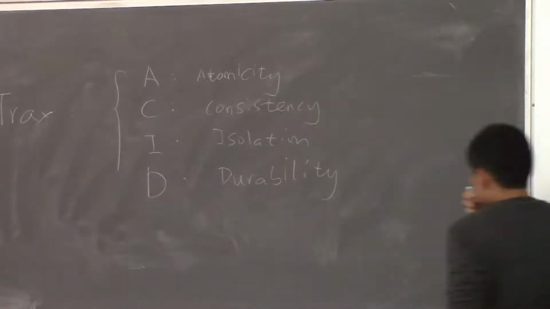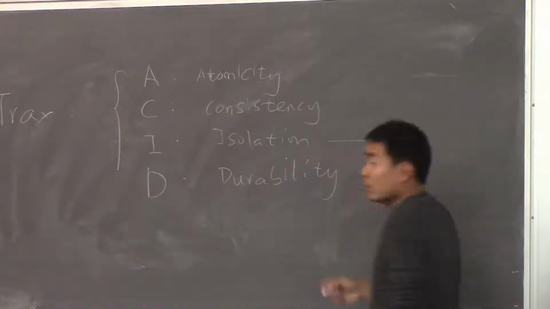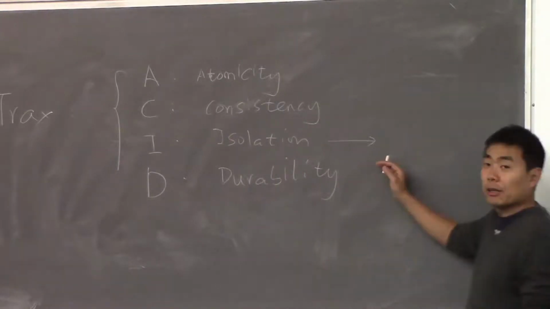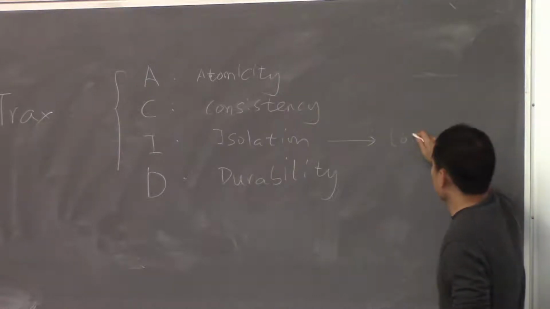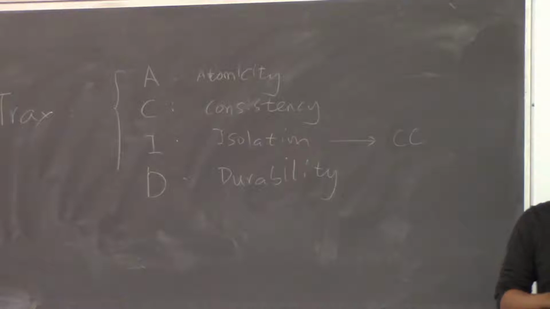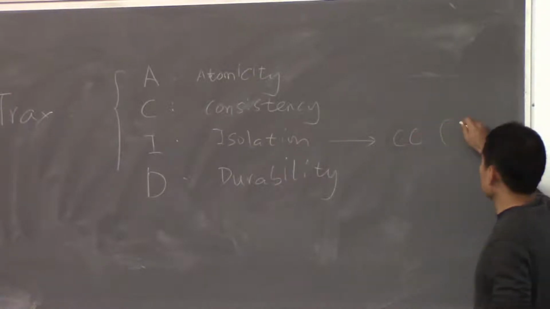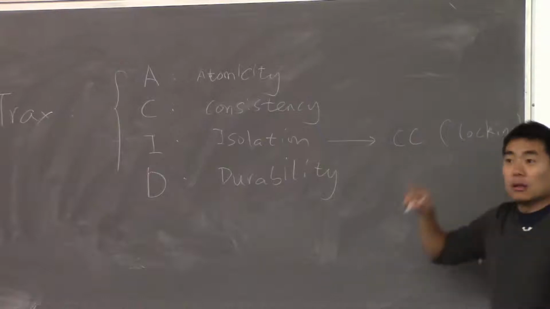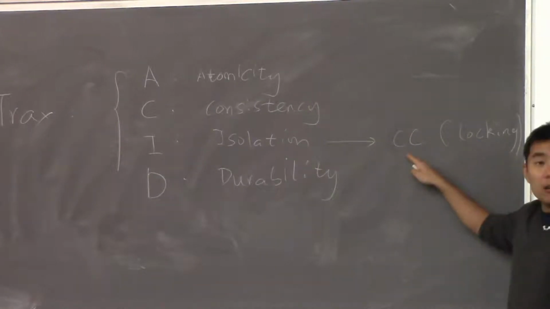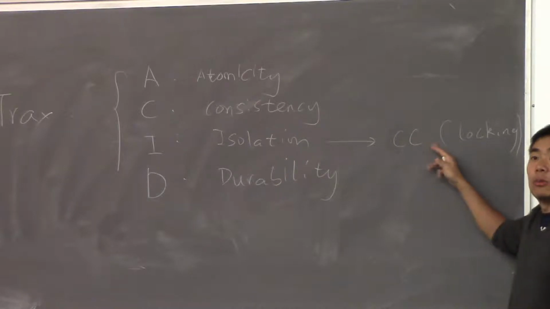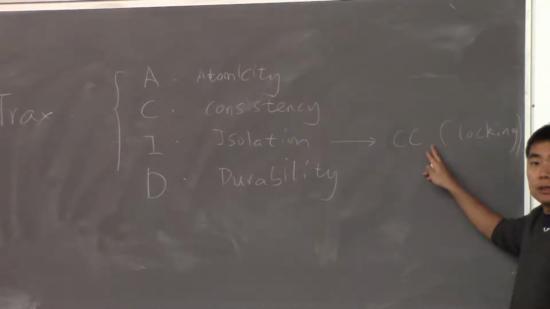And we know that isolation, now we understand how we actually realize isolation, which is through concurrency control. Sometimes people claim isolation is realized by using locking. That's simply because one way of doing concurrency control is by locking. But not necessarily we will always use locking for concurrency control.